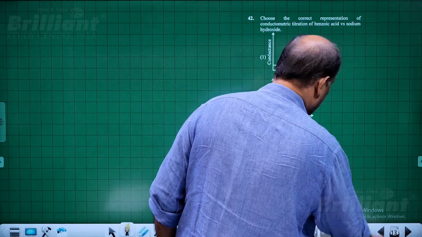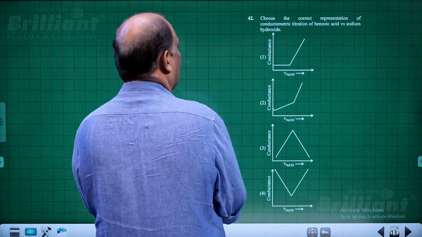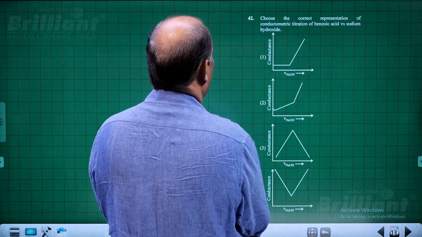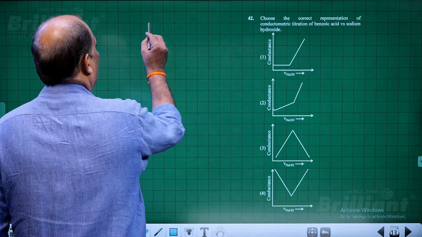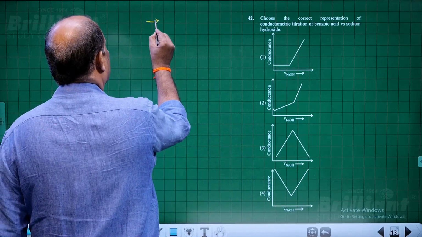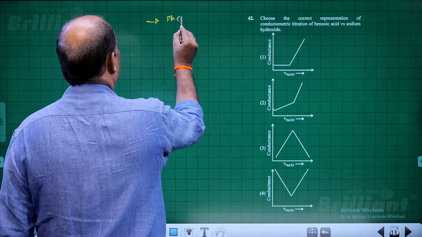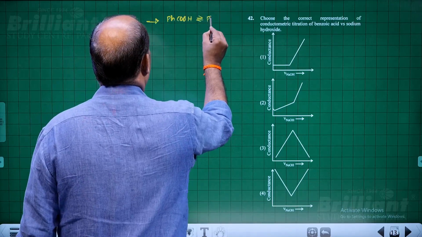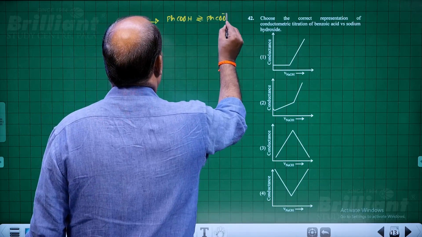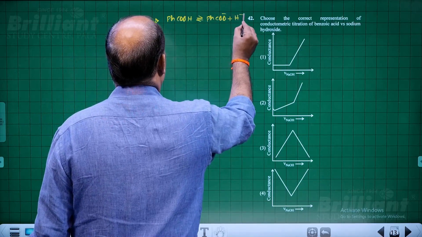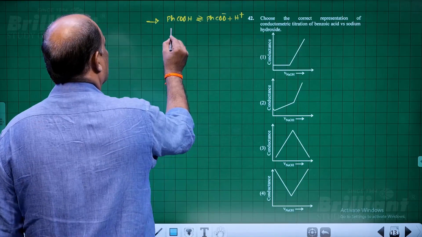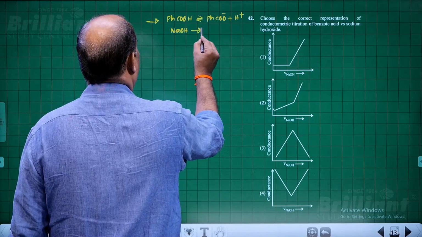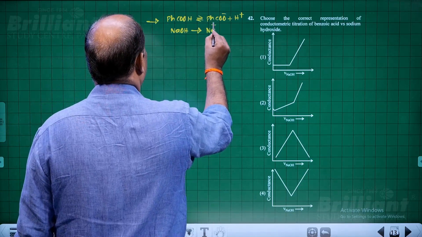It is not hypothetical. Choose the correct representation of conductometric titration of benzoic acid with sodium hydroxide. Benzoic acid is a weak acid, undergoing weak ionization to benzoate ion and H plus ion. Sodium hydroxide is a strong base, giving Na plus and OH minus ions.